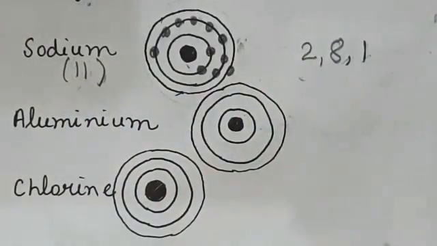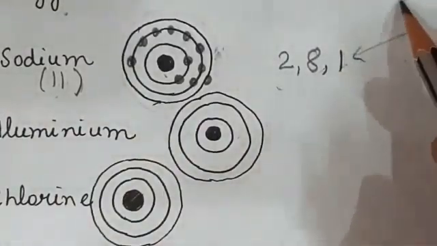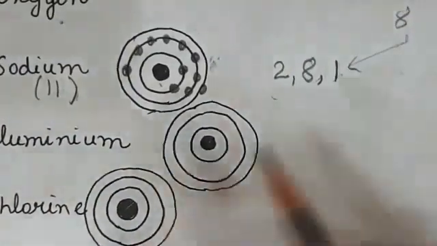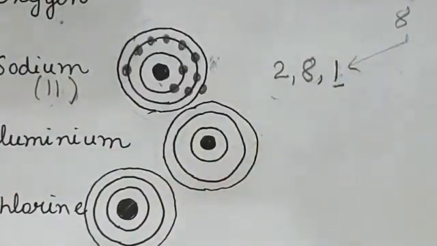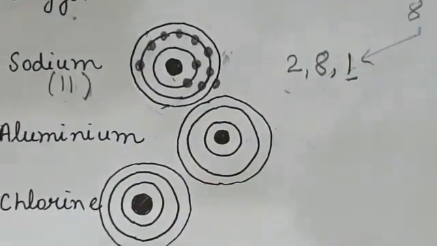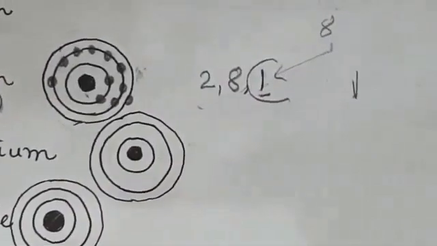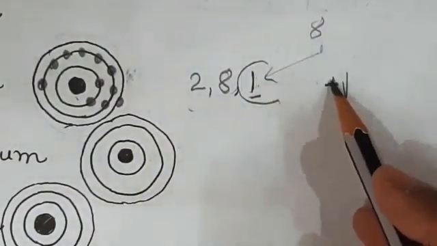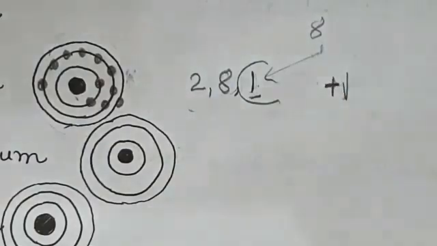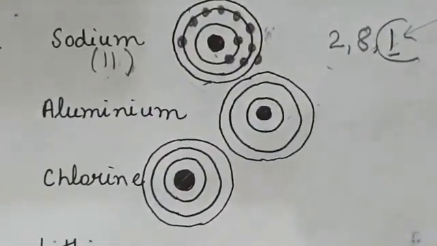Now what is the valency? The outermost shell we need to make 8. So either it will gain 7 electrons or it will lose 1 electron. So which one is easy? Losing 1 electron. So valency is 1. And what is the charge? It is losing. So charge is plus 1. Clear, students?